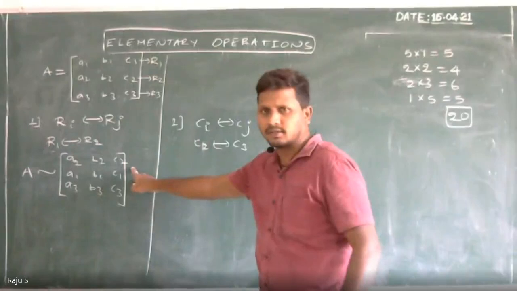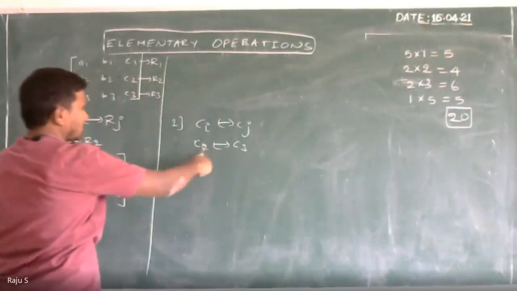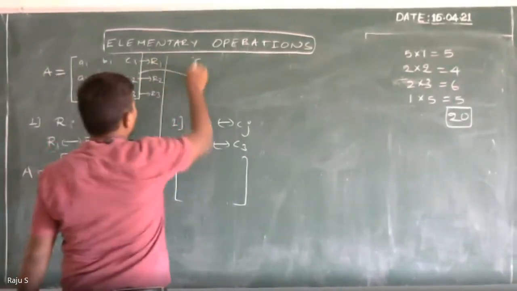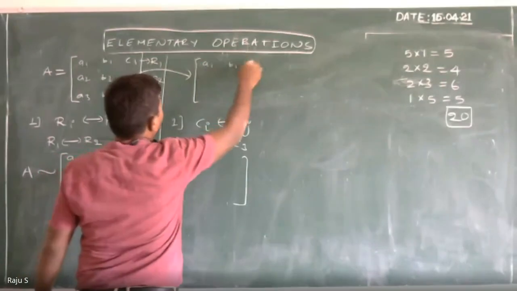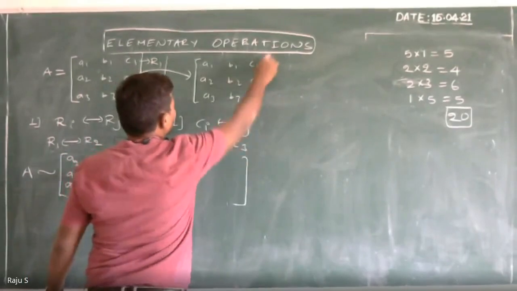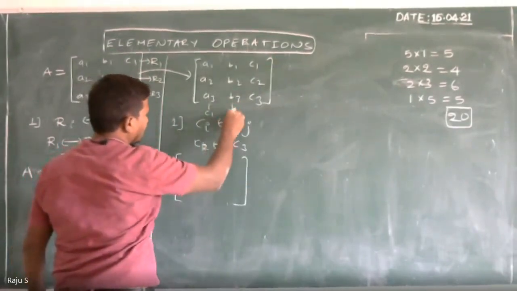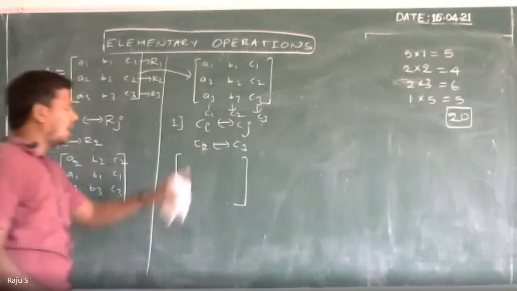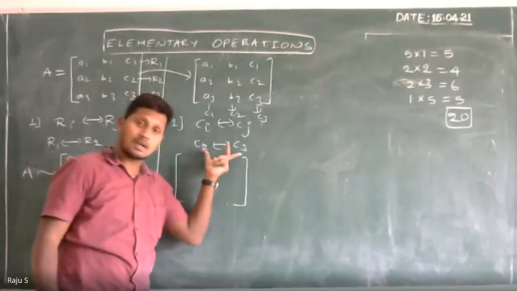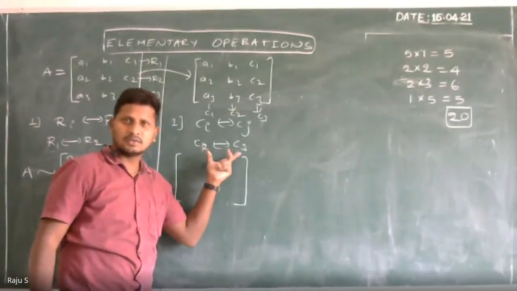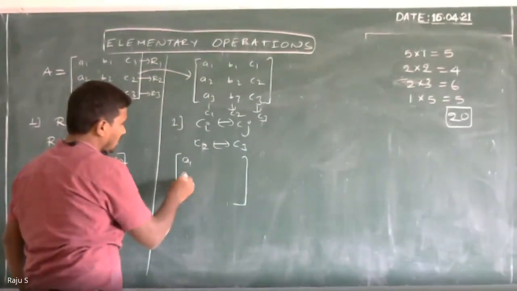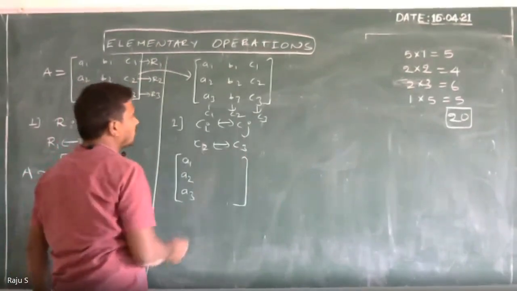Okay, that was the row operation. Then what about columns? I want to interchange C2 and C3. I'm taking the same matrix here: A1, B1, C1, A2, B2, C2, A3, B3, C3. The columns here are C1, C2, C3. Three columns are there. I want to interchange C2 and C3. Very carefully you can observe here: C2 and C3 are interchanging. What about C1? C1 remains the same, A1, A2, A3. Now C2 becomes C3 and C3 becomes C2.